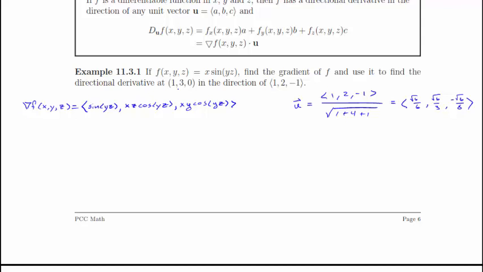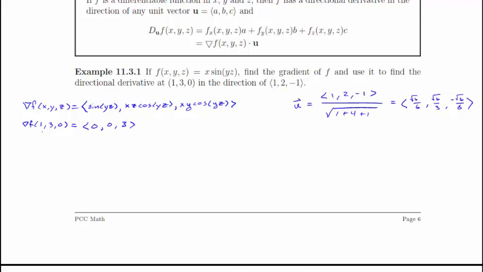We can go ahead and actually do this at this point right now. So the gradient of f at 1, 3, 0 is not a pretty number. Sine of 0 is 0. That's nice because of my z value. Oh, that's sweet. That's going to make all of these sines and cosines much nicer. So x is 1, z is 0, so this is 0 again, and x is 1, y is 3, so we've got 3 out here. Cosine of 0 is 1, so this is a 3.